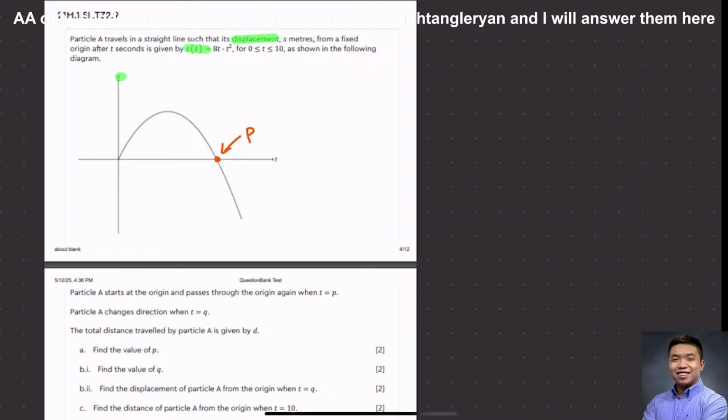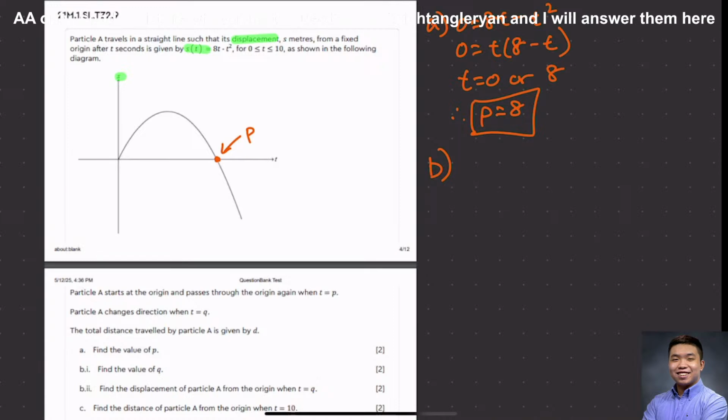So how do we find that? For part A, it's just 0 equals 8t minus t squared. We just want to find the zeros. So take out t, t times 8 minus t. So t equals 0 or 8. Therefore, I know p is equal to 8. Okay?